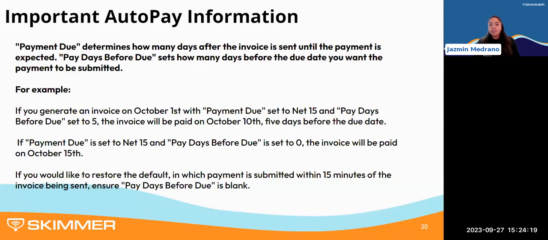Now, if you want something different, you can change that. So if, let's say, for example, you generate an invoice on October 1st with a payment due date of net 15 and pay days before due set to 5, the invoice will be paid on October 10th. So that means 5 days before the due date, because we put in pay days before due set to 5. If the payment due date is set to net 15 and pay days before due is set to 0, the invoice will be paid on October 15th. Okay, so just important information because it can get a little tricky.